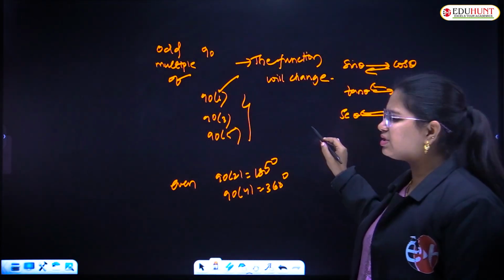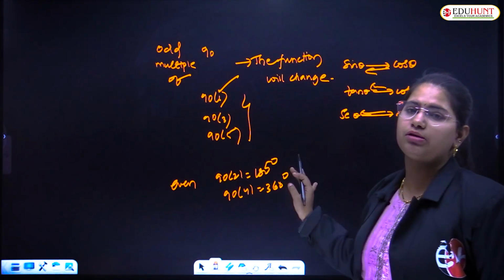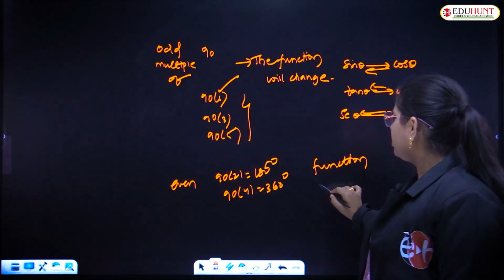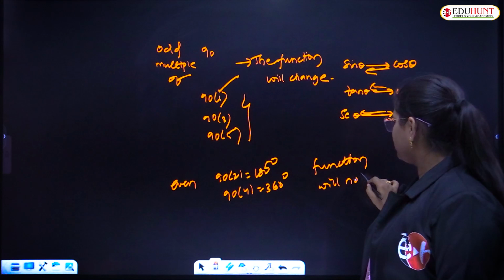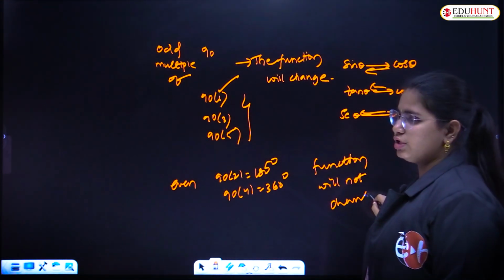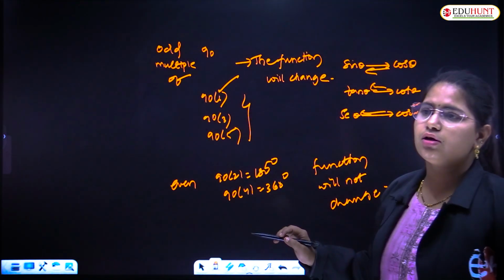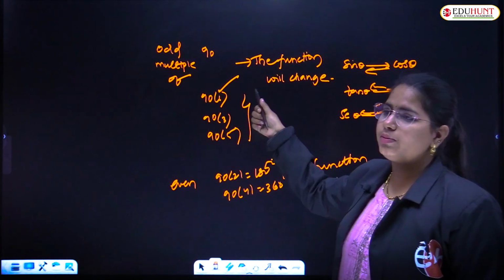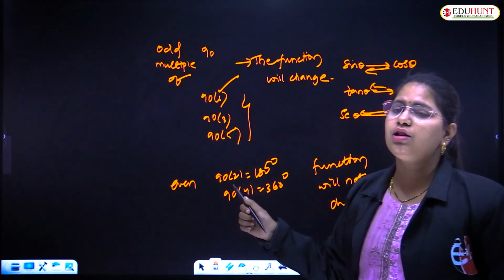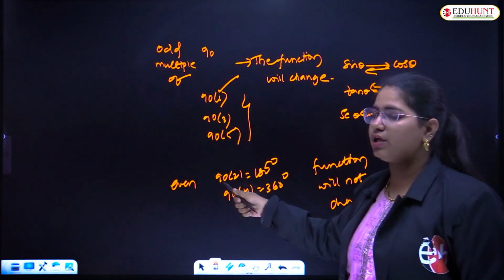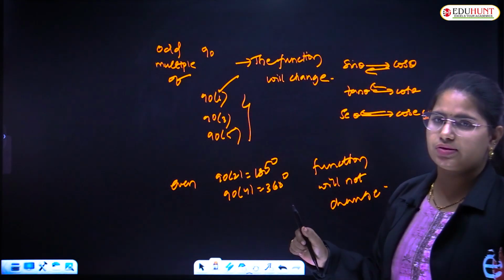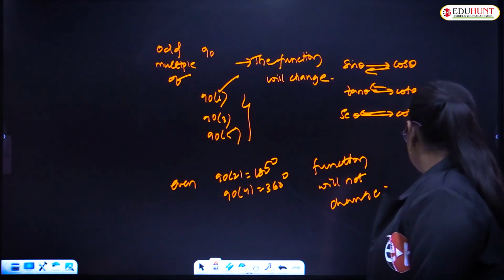This is a very good trick, a beautiful trick. Whenever you have an odd multiple of 90, the function will change. Whenever you have an even multiple of 90, the function will not change. It will be as it is.